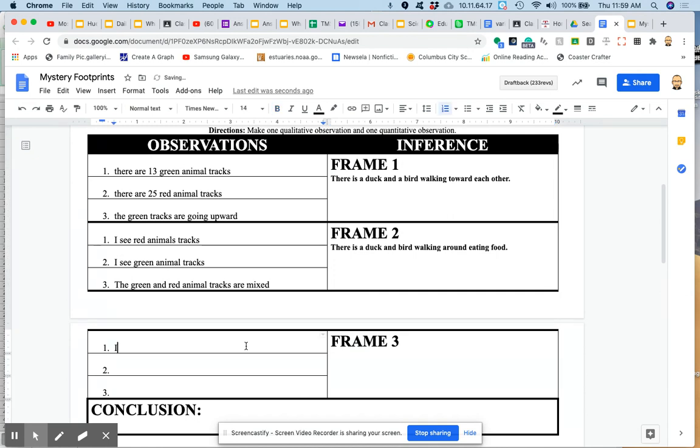I see 24 green animal tracks. The green tracks are sloping down. The background is yellow. So there are 3 observations. Okay. Again, I'm not saying there are 24 green duck tracks or anything like that. That makes it an inference. I'm just saying what I can observe directly.